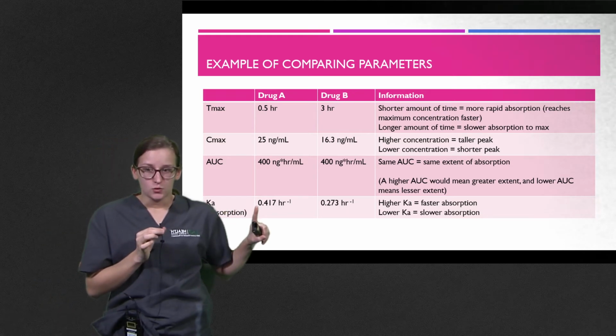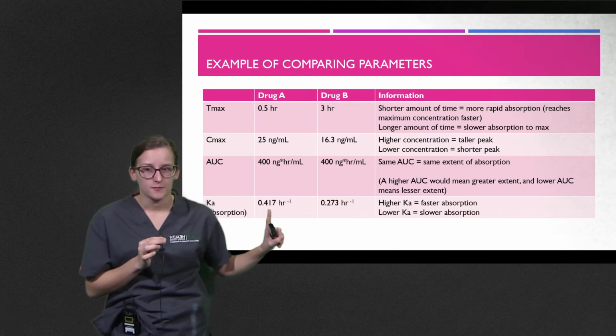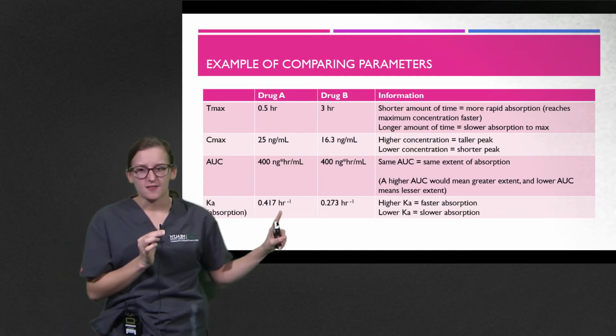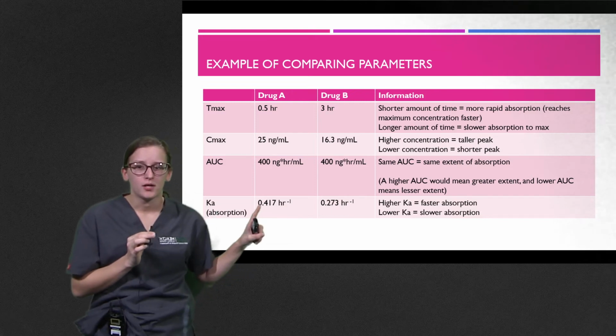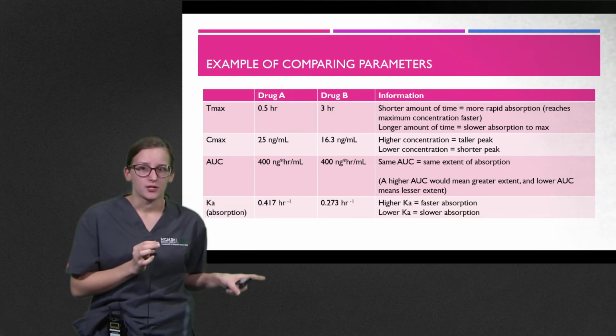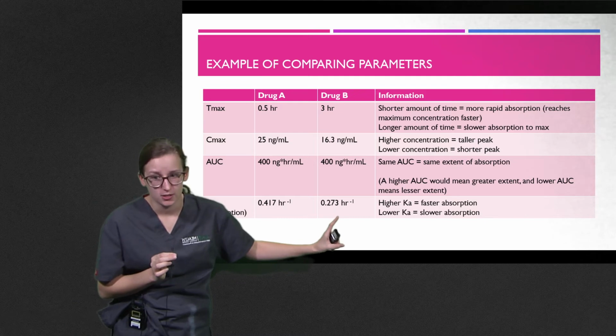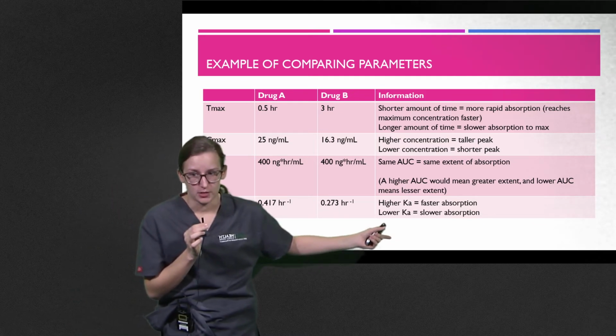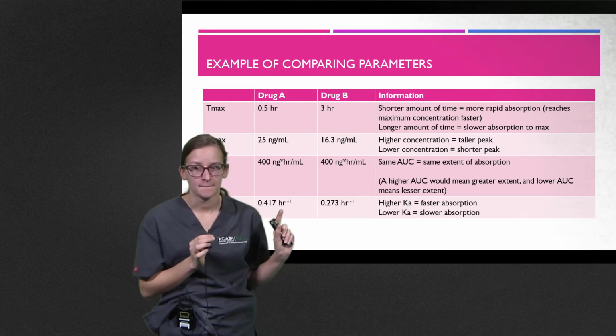So the bigger this rate of absorption is, the faster it absorbs. So imagine instead of being hour^-1, it's 0.417 per hour. So it's more per hour than 0.2, for instance. A lower Ka means it's a slower absorption, so it's not going to absorb as quickly.